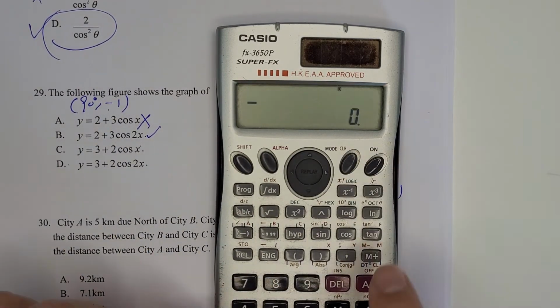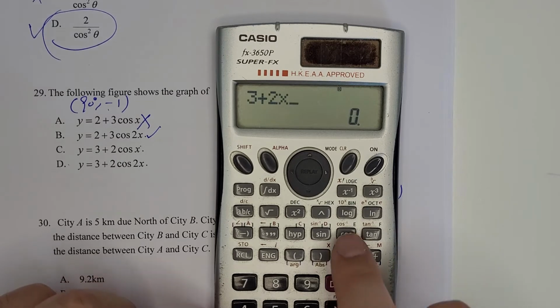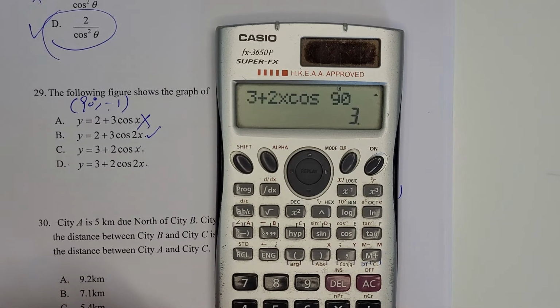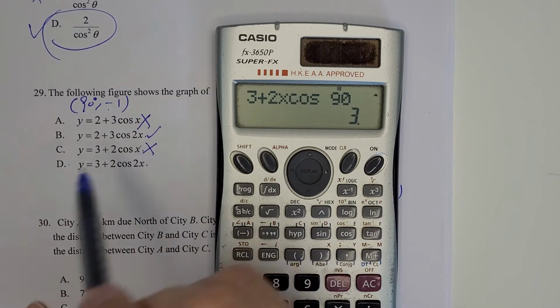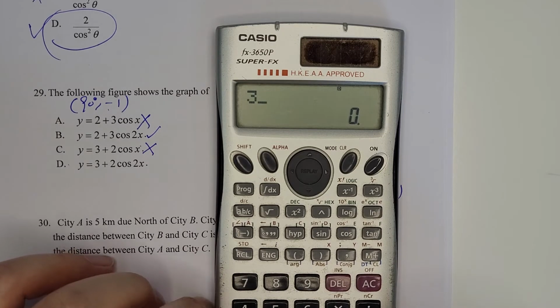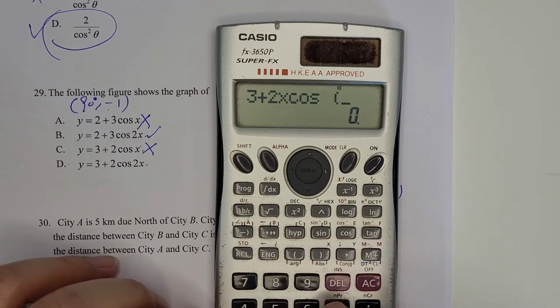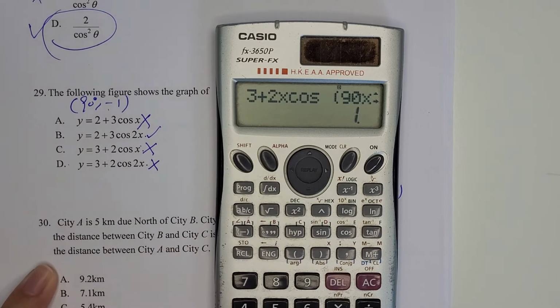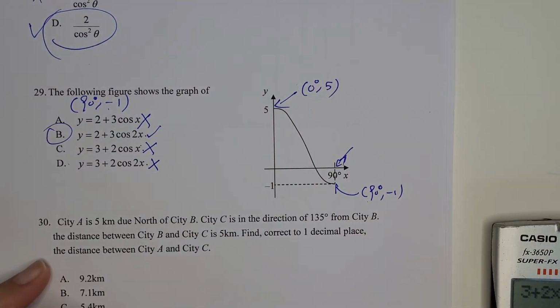So C, 3 plus 2 times cosine 90, that's 3. So C is not the answer. And then go to D, 3 plus 2 times cosine 90 degree times 2, that is 1. Again, not the answer. So the only answer is B. B for boy. Okay?